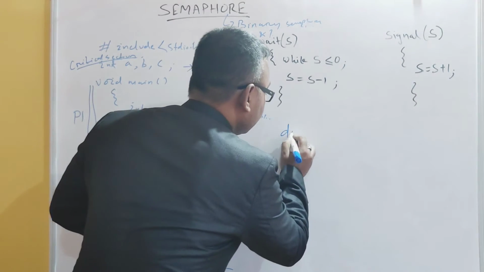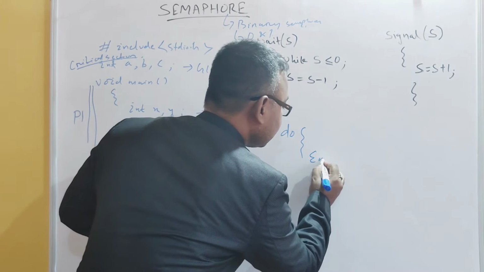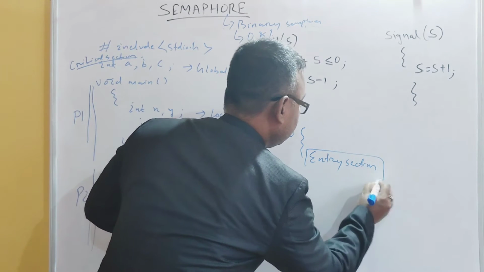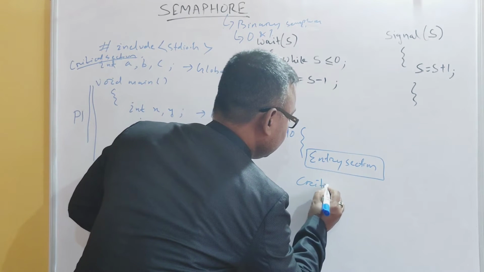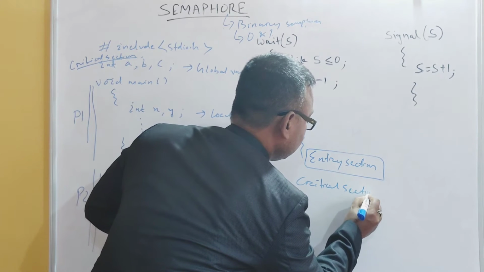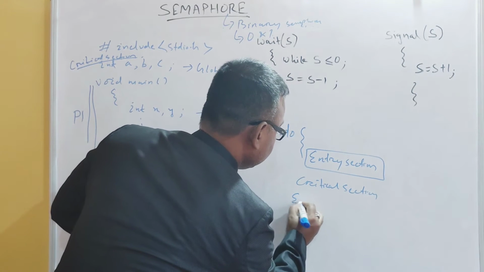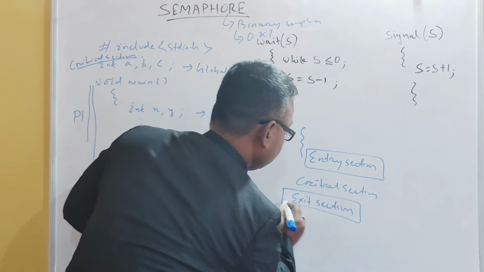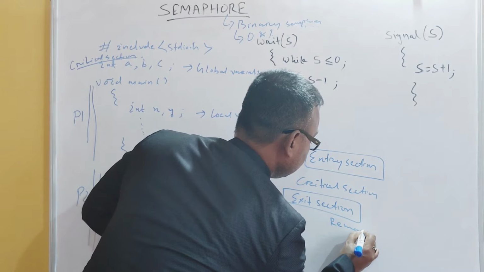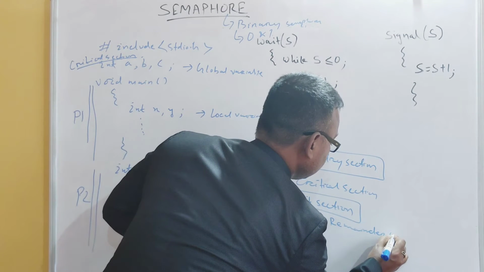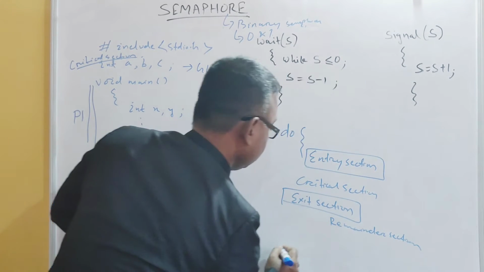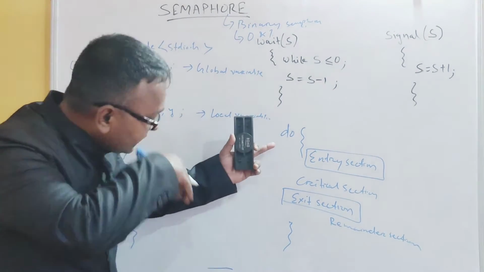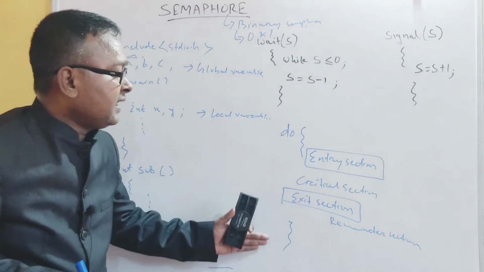They need to execute the entry section, critical section, then exit section, then the remainder section, then come out. Okay, so this is the code they need to execute.